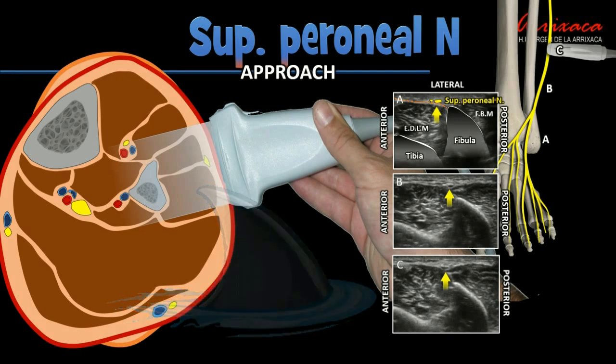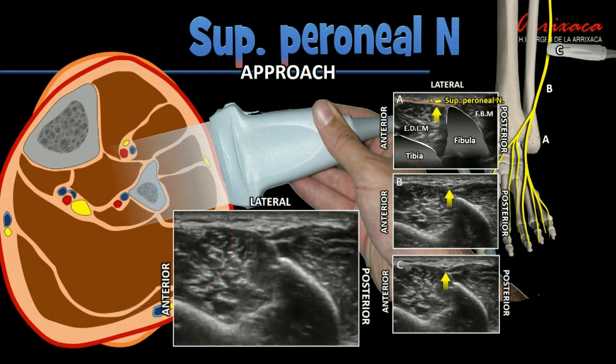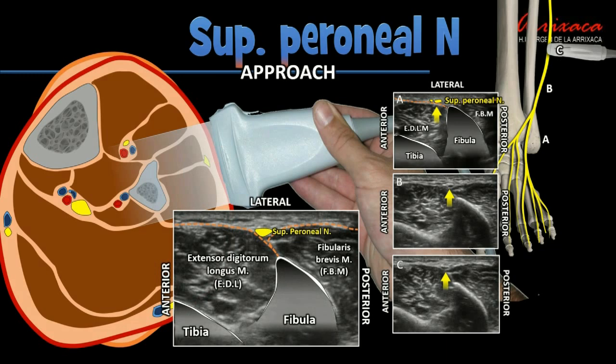On the surface, under the superficial fascia, and at the junction of both muscles, one or two hypoechoic structures that correspond to the superficial peroneal nerve can be identified. The approach is performed in plane from anterior to posterior while injecting 2 to 3 milliliters of long-lasting local anesthetic.